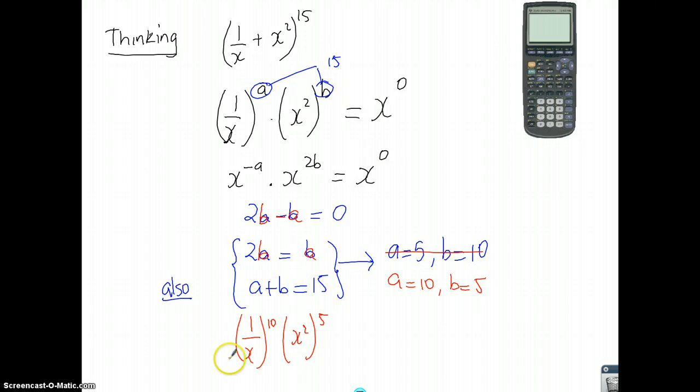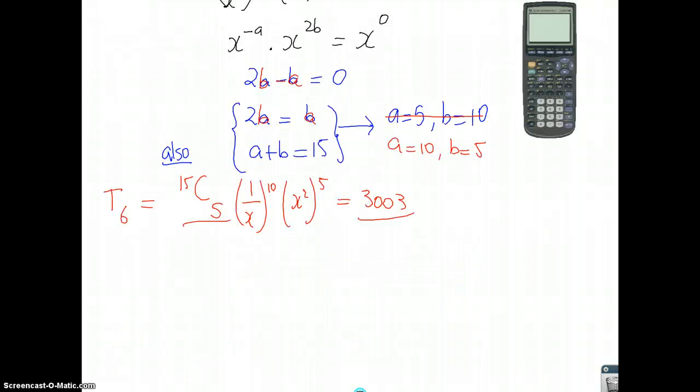Now, how do we figure out this coefficient here? We know it's going to be 15, choose, it's this number here, isn't it? R. 15, choose 5. And of course, just to add on, if r is equal to 5, we know that is term 6, one more than that. So when we get that, we know we're going to cancel those out, and we get our 3003.